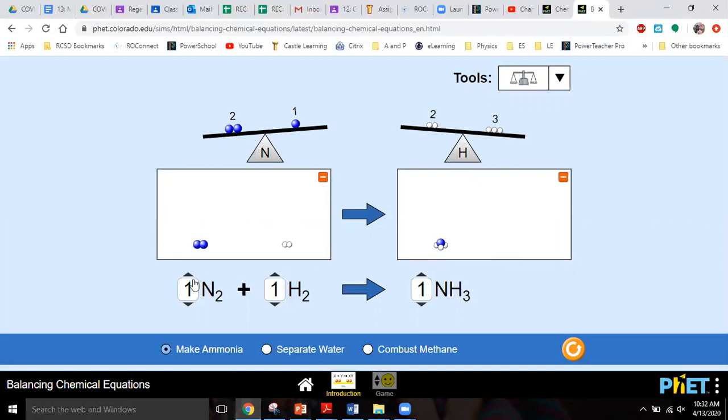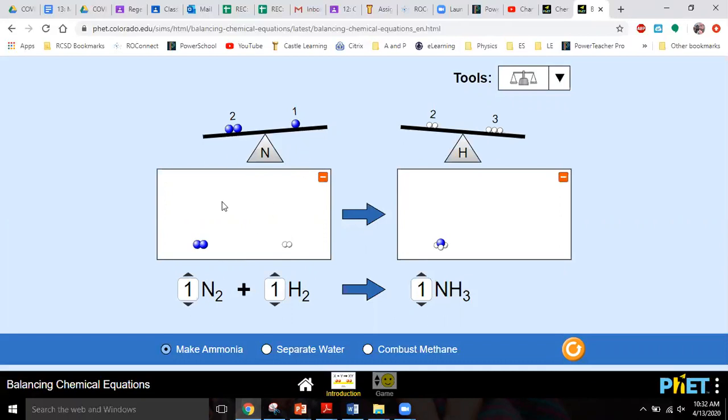So at the moment, with coefficients of 1, 1, and 1, neither element is balanced. We start with 2 nitrogens, but we end with only 1 nitrogen. We start with 2 hydrogens, we end with 3 of them. So we can see up here, they're not balanced. So what you need to do is adjust the coefficients so that you have the same number on each side. So pick just one element and get that one element to balance.